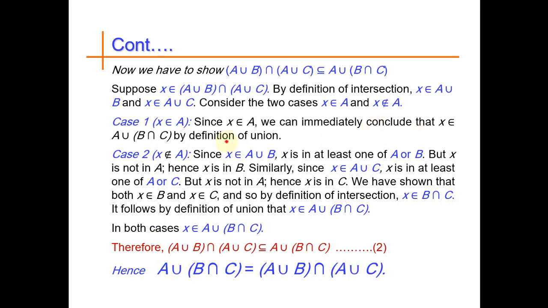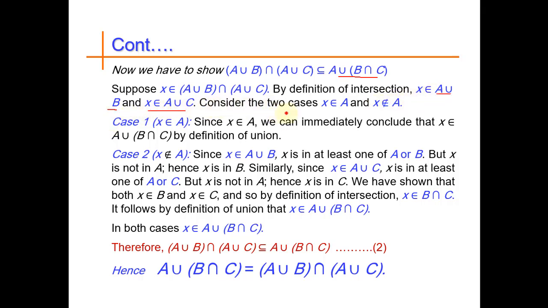Now we have to show that (A union B) intersection (A union C) is contained in A union (B intersection C). So right hand side में से हम एक एलिमेंट चूज करेंगे और उस पर डेफिनेशन अप्लाई करेंगे, and then we see whether that element belongs to A union (B intersection C) or not. So by definition of intersection, X belong to A union B and X belong to A union C.